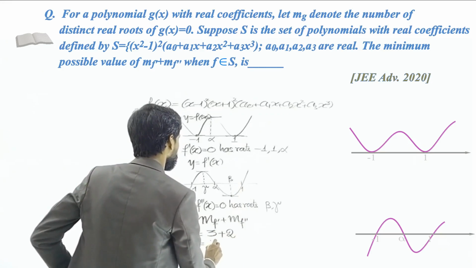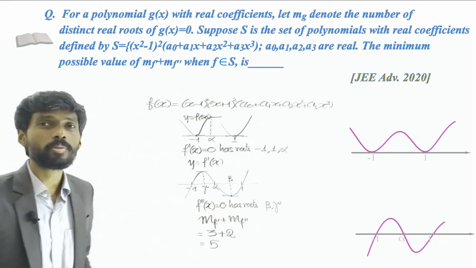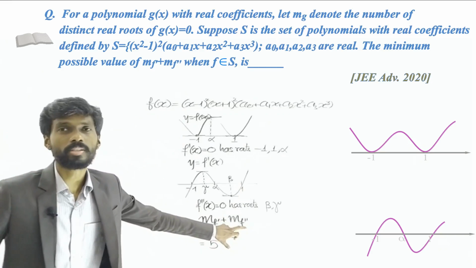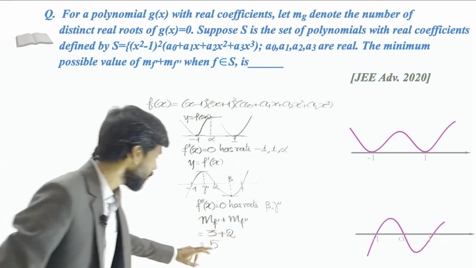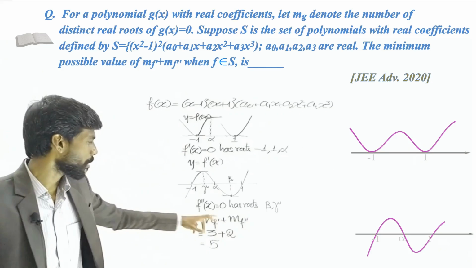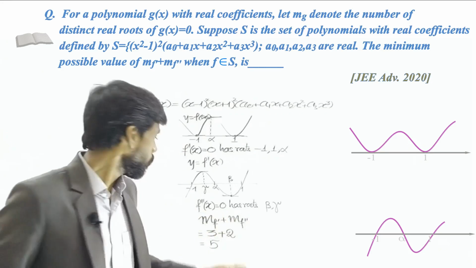So that means there must be 5, right? 5 roots for the derivative of the function and the second derivative of the function. So that is our required answer, right? mf dash plus mf double dash has minimum value 5. Okay.